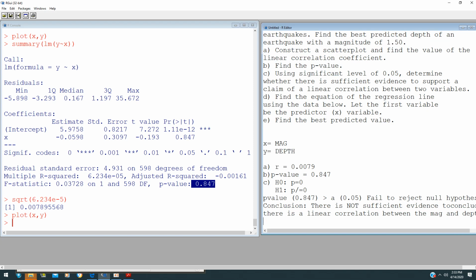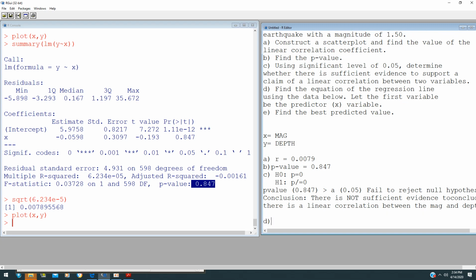So this is how we write your conclusion: it is sufficient or not sufficient based on your p-value to conclude there's a linear correlation. So in this case it means that there is not a linear correlation between those two. Okay, that's how we do question C here. So this is what you do in 10.1.